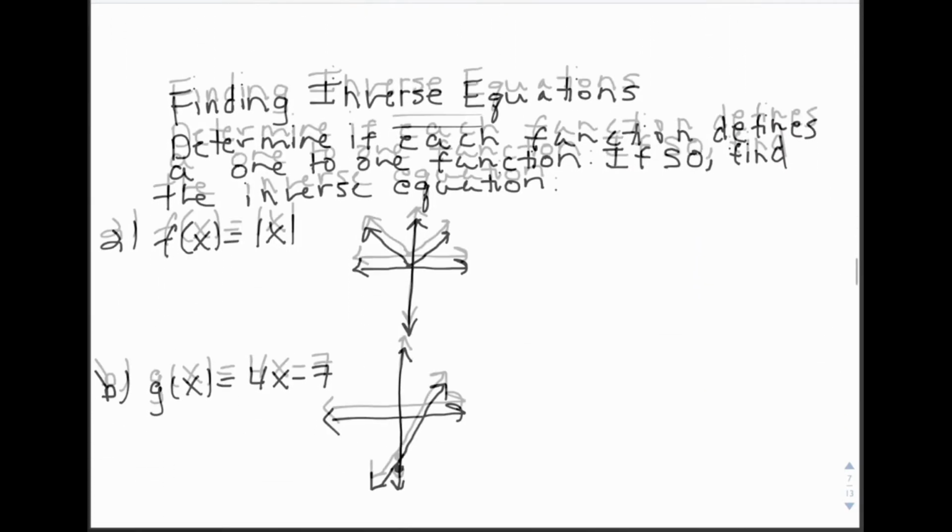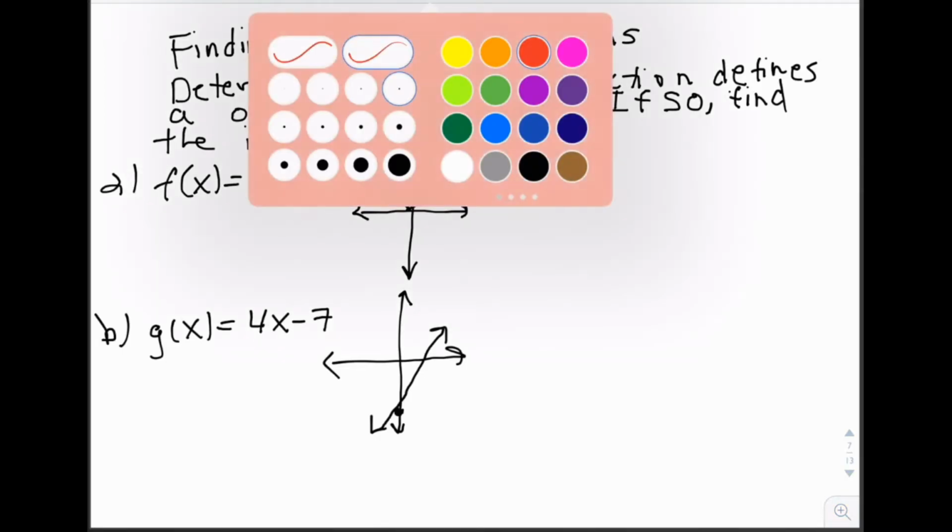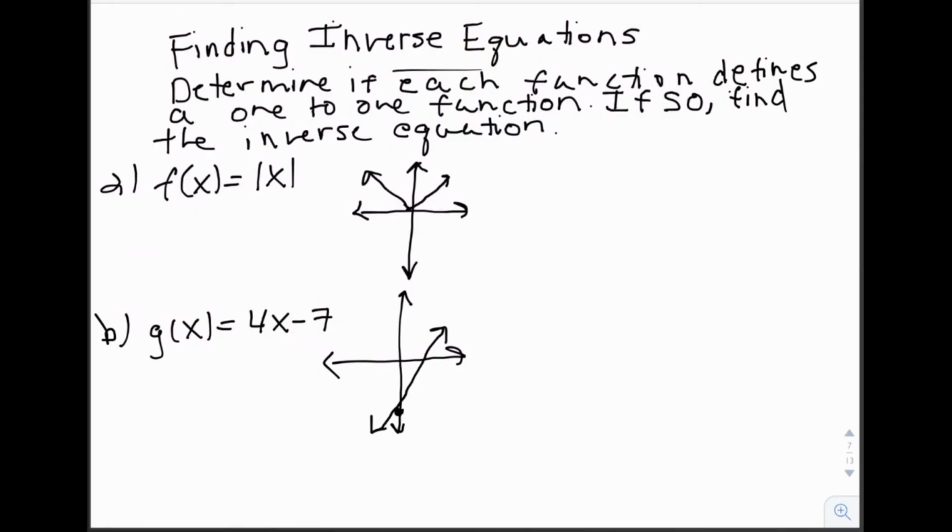So let's go ahead and look at these equations here. Finding inverse equations, the directions state to determine whether each function defines a 1-to-1 function. If it does, find its inverse. Now if it doesn't, then we can conclude that it fails our horizontal line test, or it's not 1-to-1, so there's not going to be an inverse for it. So for our first example, we have f of x is equal to the absolute value of x. Let's see if we can find the inverse on this one.